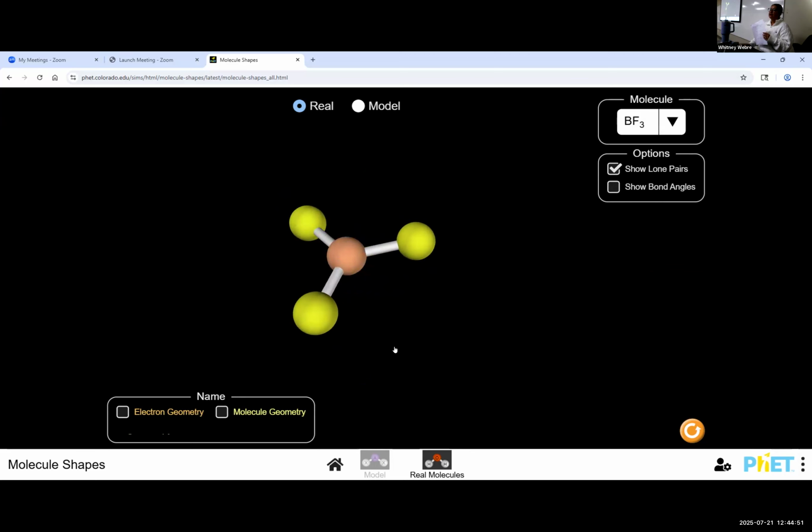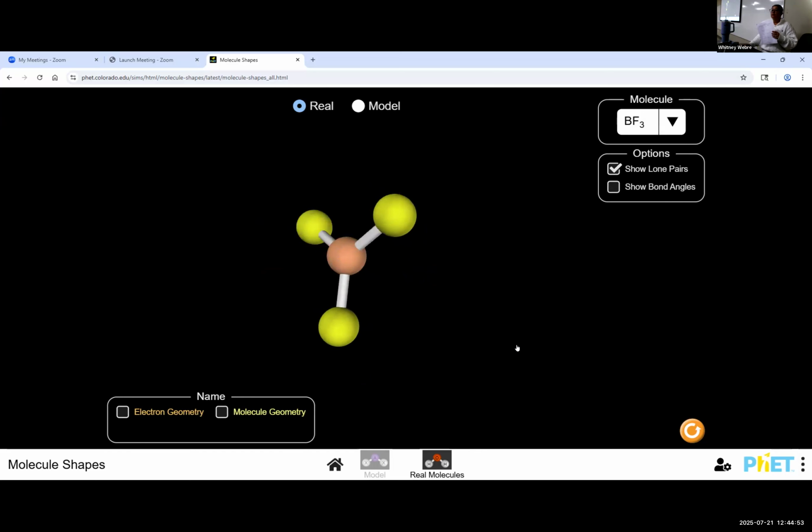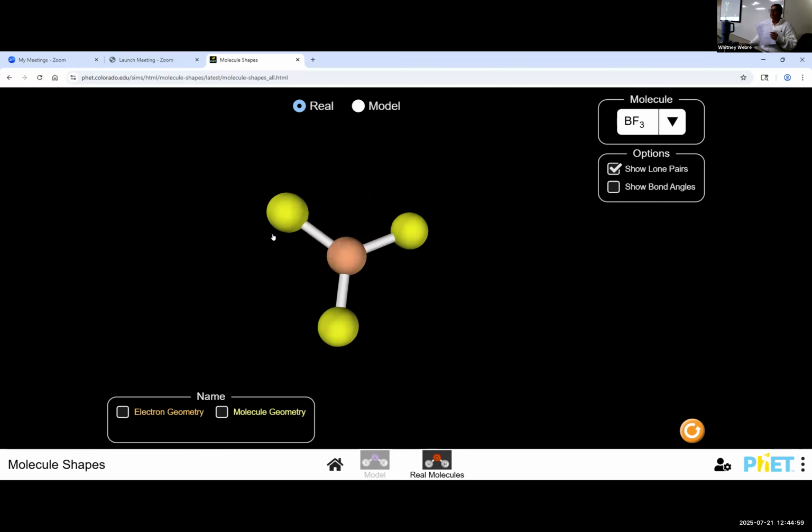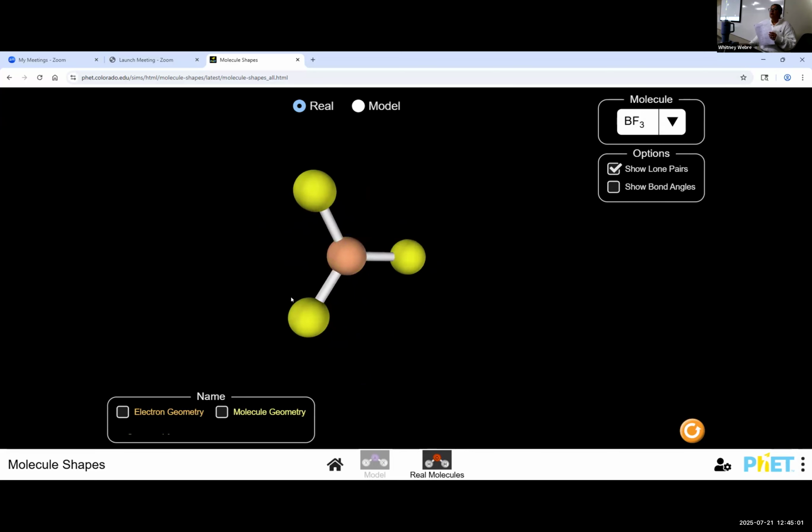How many things are attached to the central atom? 3. So what is the electron geometry? Okay. Are there lone pairs? Not on the central atom. So they will have the same name, trigonal planar.